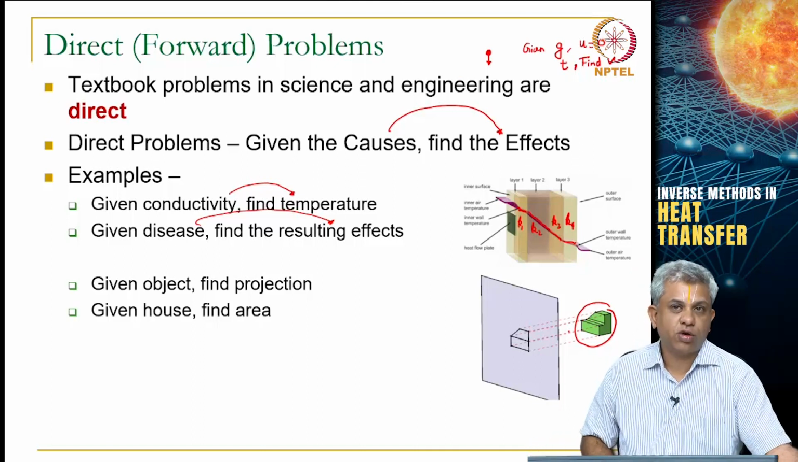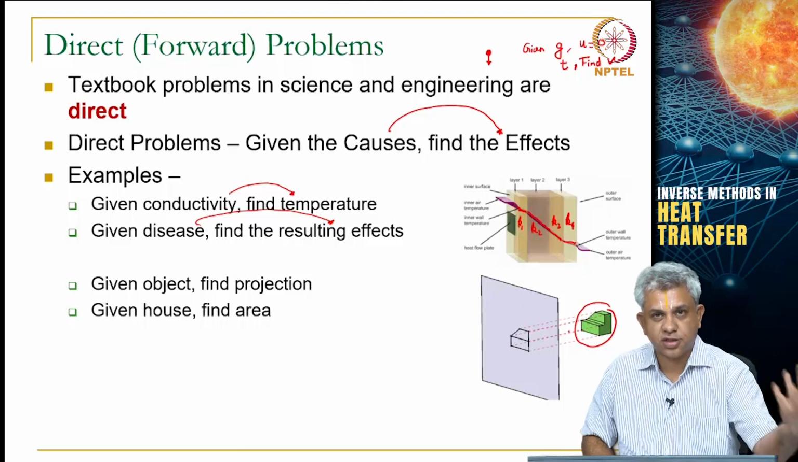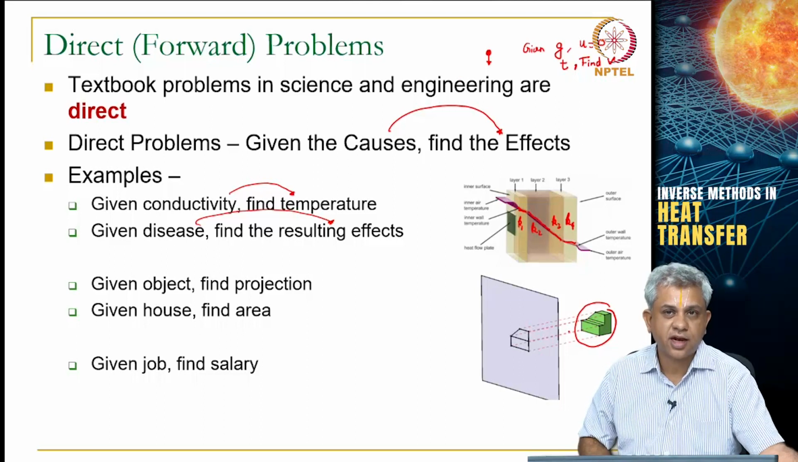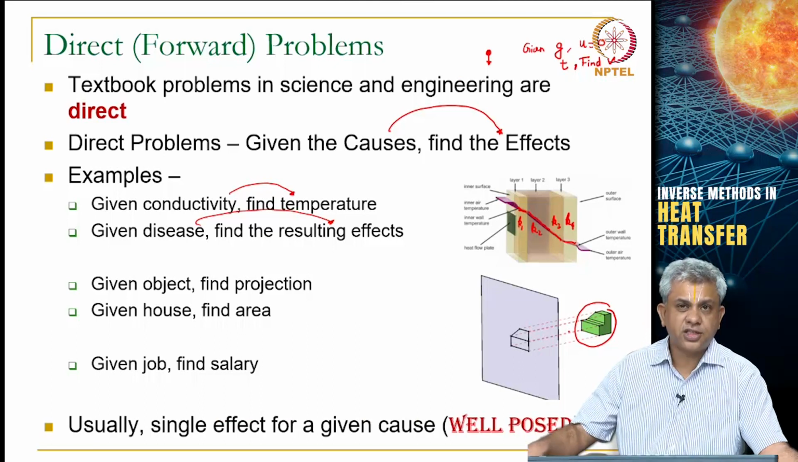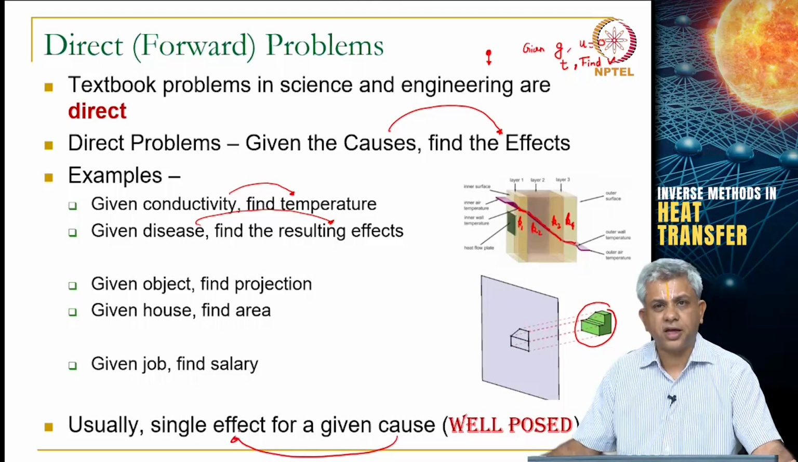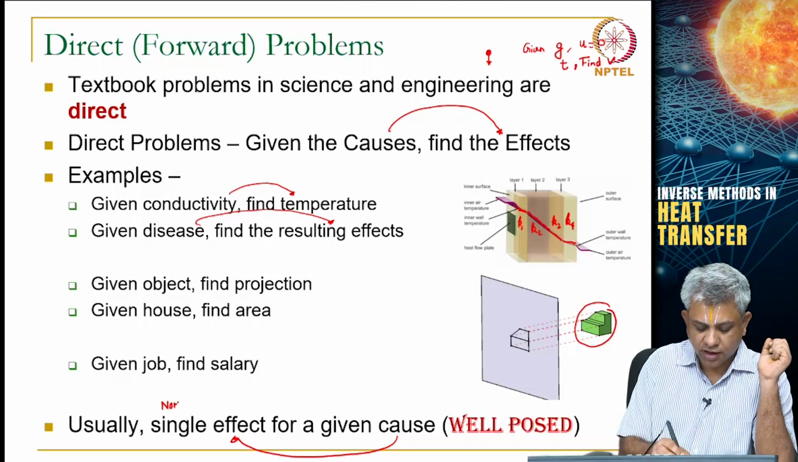Again, suppose I give you the house you are living in and ask you to find out the net floor area. That's an easy problem, a direct problem. You just go measure it and you will get the house area. Suppose I tell you that there is a beginning software engineer in XYZ company, what is their salary? You will at least get a range of salary. So usually a single cause will typically have a single effect, or a narrow range at worst, like with the salary.